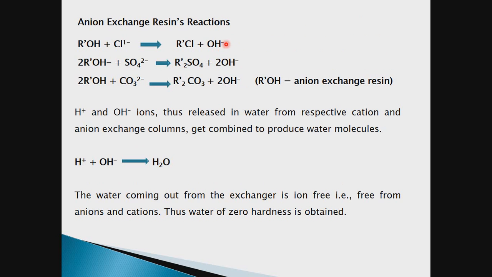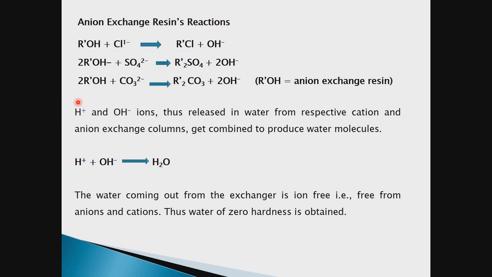That means the OH negative ion would come out to the water. Similarly for sulphate, an equivalent amount of the OH negative ions will come out to the solution. This is how you can see the reactions. After passing through the cation column and then the anion exchange column, the water will have the H positive and OH negative ions.